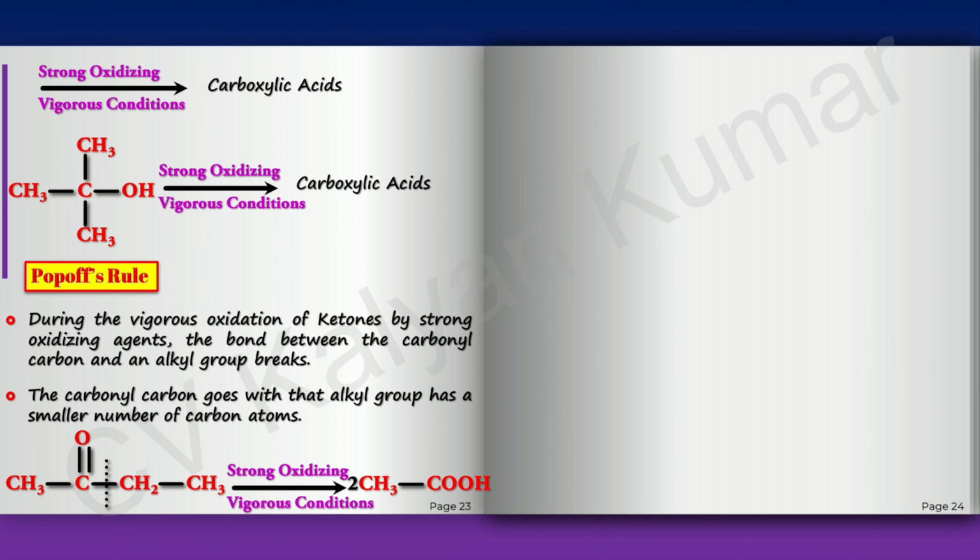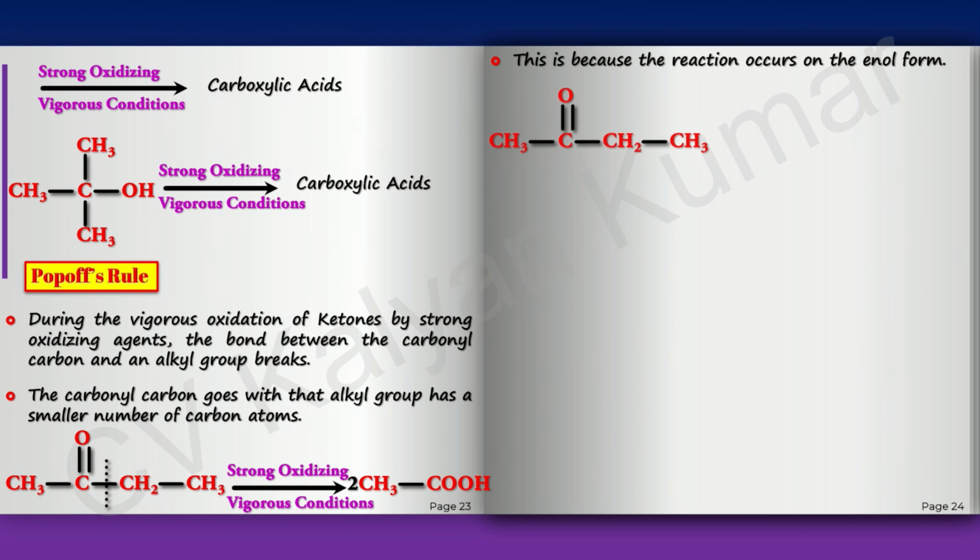Now, the reason why this happens, of course, it's not required, but I'm just going to tell you, is because this changes to the enol form. The reason vigorous conditions are required is because only then will you get a substantial amount of enol. Under normal conditions, enol is going to be extremely little. Now, enol has a carbon double bond carbon. Can you see this will break? And therefore, you'll get acid.